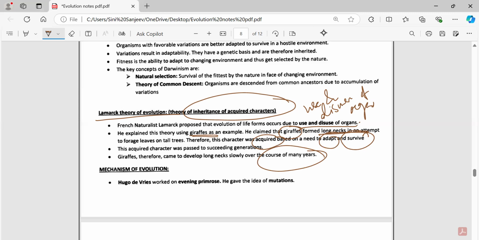So the giraffe's long neck has developed over the course of years, depending upon how tall they have to reach to get their food, that is, leaves, right? So as I told you, two things are there: one is use or else disuse. When you come to the use of the organs, one example is the long neck, as I told you.